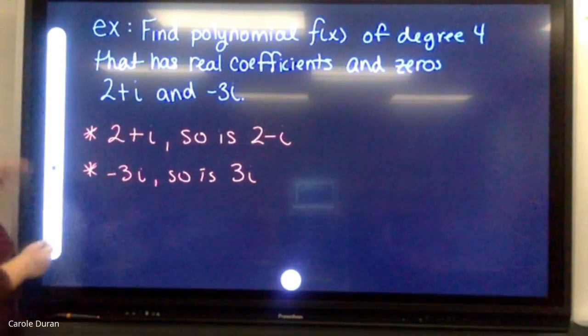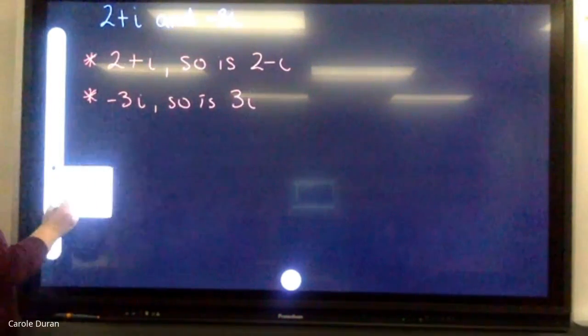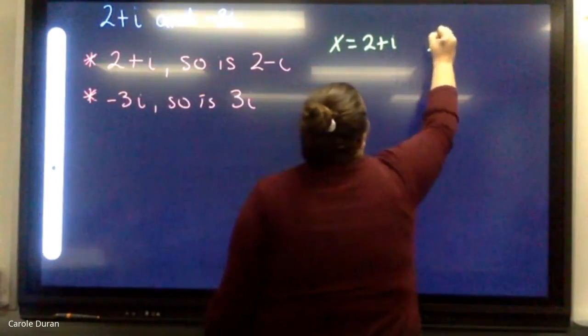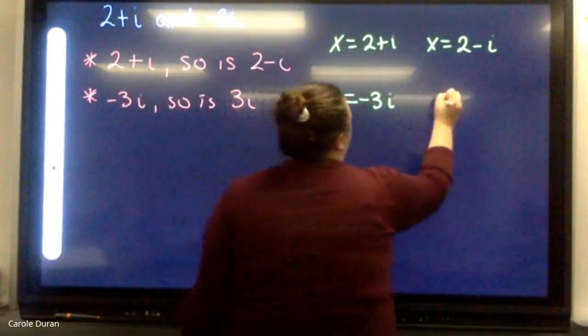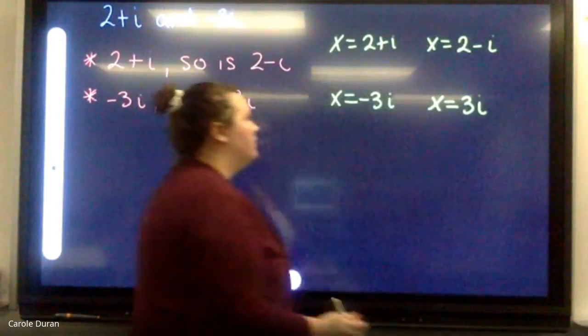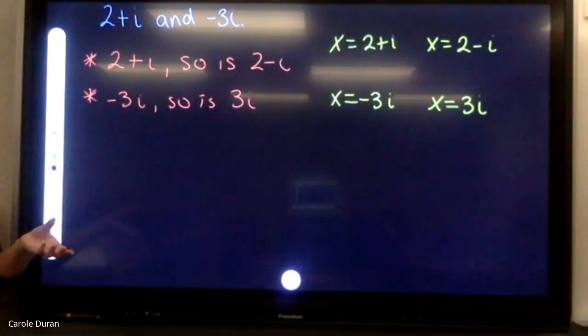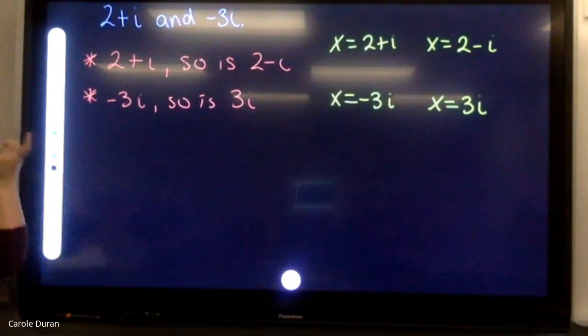So the first thing I want to do once I have my zeros is write them as x equals whatever that 0 is. So here I have x equals 2 plus i and x equals 2 minus i. Then I'm going to have x equals negative 3i and x equals 3i. I need to manipulate these so that they are no longer written as zeros, but as factors, which means I want that right-hand side to go to 0. What am I going to have to do with the 2 plus i to make that right-hand side equal 0? Subtract it over to the left.